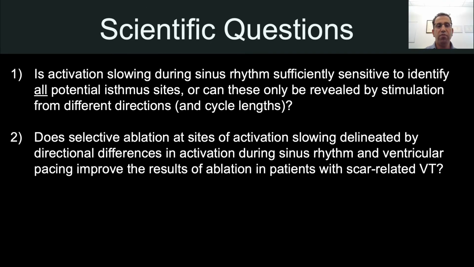However, there are several questions that remain unsettled. 1. Is activation slowing during sinus rhythm sufficiently sensitive to identify all potential isthmus sites, or can these only be revealed by stimulation from different directions and potentially at different cycle lengths? 2. Does selective ablation at sites of activation slowing, as delineated by directional differences in activation during sinus rhythm and ventricular pacing, improve the results of ablation in patients with scar-related VT?